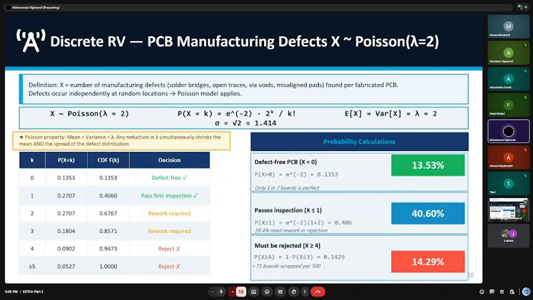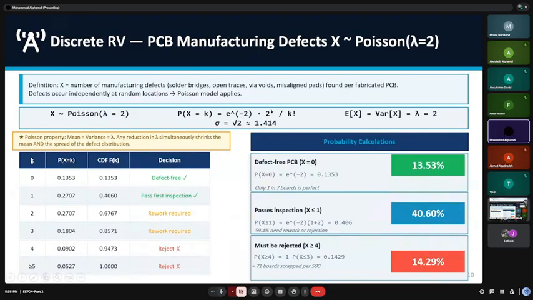For the discrete random variable, which is the manufacturing defects X, we have P(X=0) around 13%, P(X ≤ 1) around 40%, and P(X ≥ 4) around 14%. And this is the CDF for each of them.